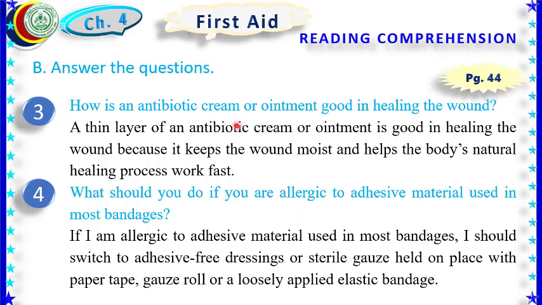How is an antibiotic cream or ointment good in healing the wound? A thin layer of an antibiotic cream or ointment is good in healing the wound because it keeps the wound moist and helps the body's natural healing process work fast. What should you do if you are allergic to adhesive material used in most bandages? There are alternate bandages. If we are allergic to adhesive material, we can use the alternate material also.